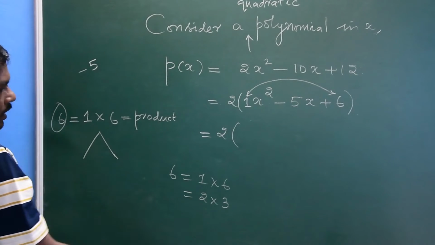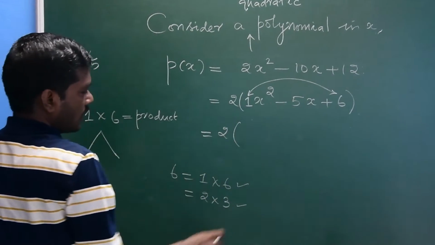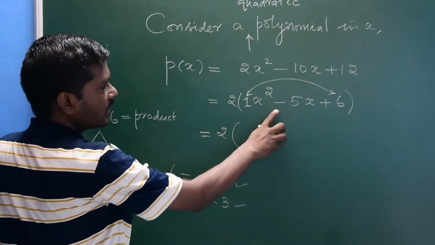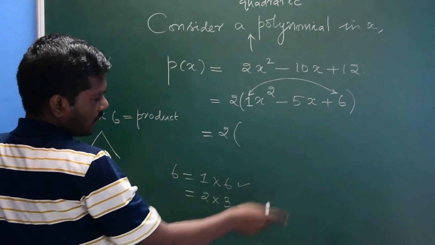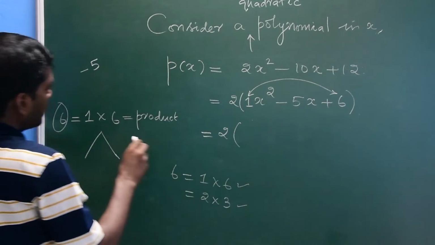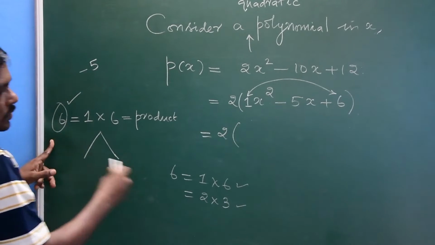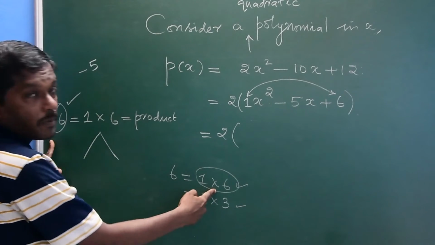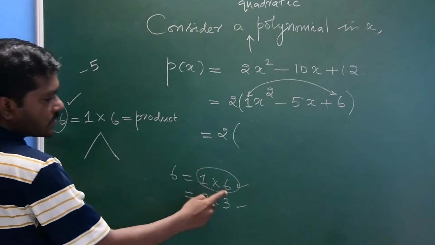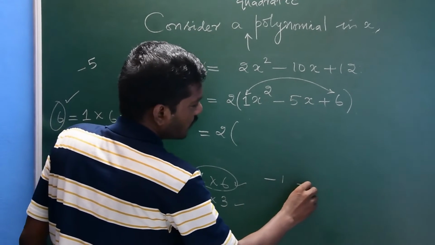Okay. Now, of the two factorizations, we have to consider which is correct. Looking at the middle term will give you the clue, which is minus 5, and the product is plus 6. So this is not possible, this product is not possible, because if you want to have plus 6, then both the numbers should be negative, minus 1, minus 6.